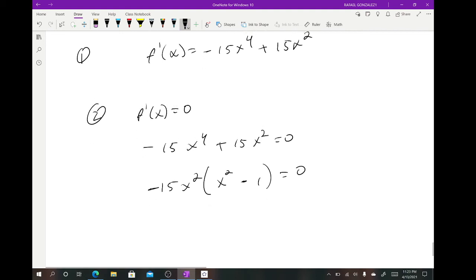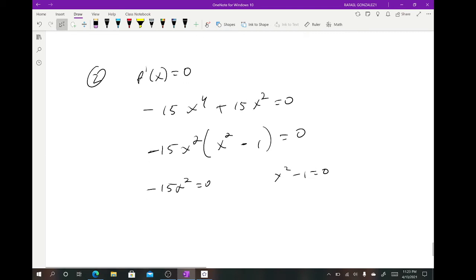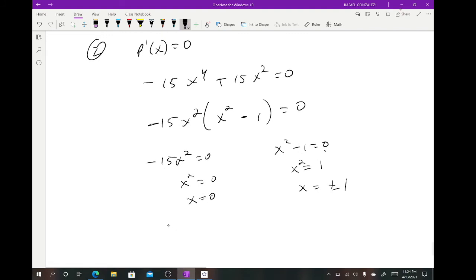And now we could solve. Well, one is negative 15x squared equal to 0, and one is x squared minus 1 equal to 0. If you divide both sides by negative 15, you get x squared is equal to 0, so that means that x is equal to 0. And on this side, if you move the 1 over, you have x squared is equal to 1, so x is equal to plus or minus 1. And you take the square root. So we have 3 critical values. X equals negative 1, 0, and 1.